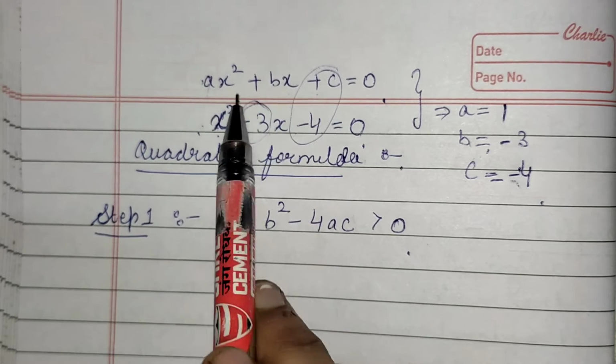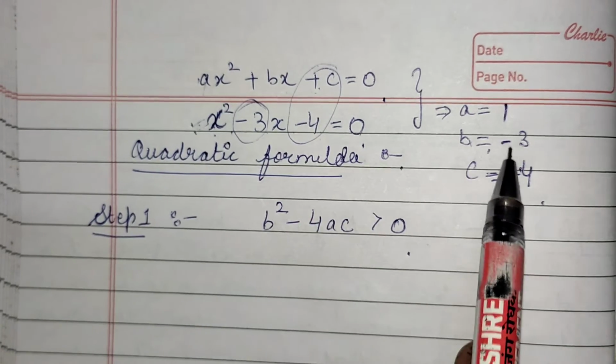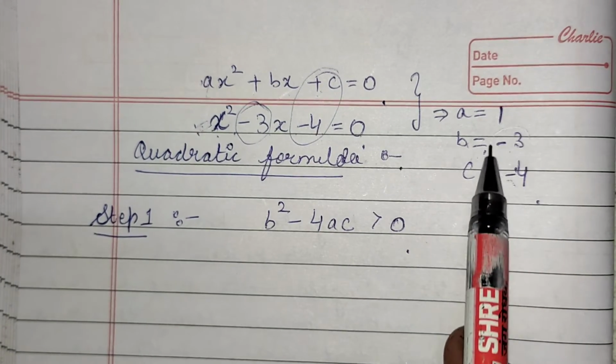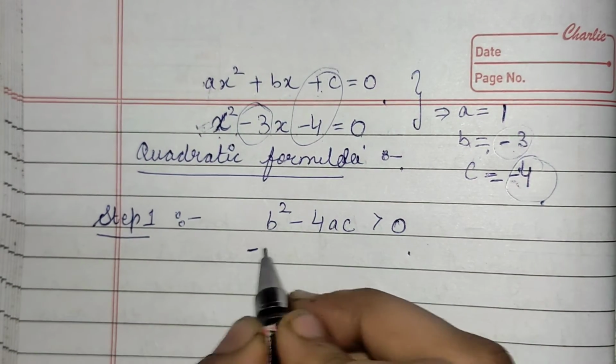In standard form all the values are positive, and if in your given equation any value is negative, that means that coefficient is negative. Okay, so put the values now.